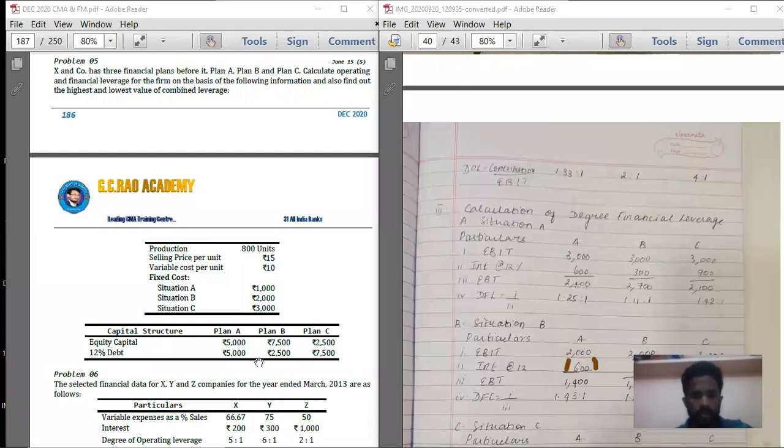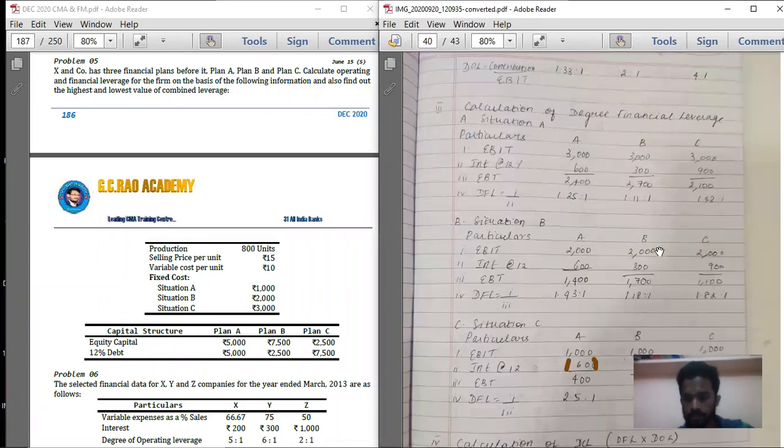Next is plan B. 2500 into 12%, that is 300, within bracket 300. For plan B, interest is 300. And plan C, 7500 into 12%, that is 900, within bracket 900. For situation A, that is when EBIT is 3000.